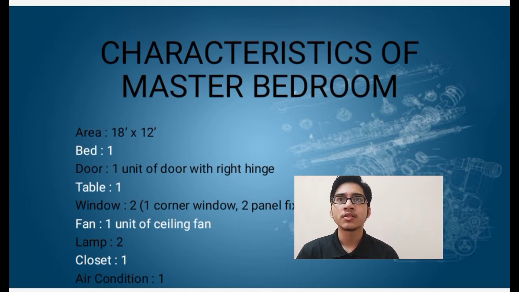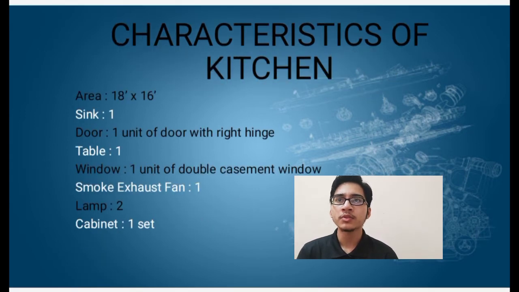So the characteristic of the master bedroom, the area 18 feet times 12 feet. 1 bedroom, 1 bed. Door 1 unit of door with right hinge. 1 table. Window 2 types, which is 1 unit of corner window, 1 unit of 2 panel fixed window. So fan 1 unit of ceiling fan. Lamp 2. Closet 1. Air condition 1.